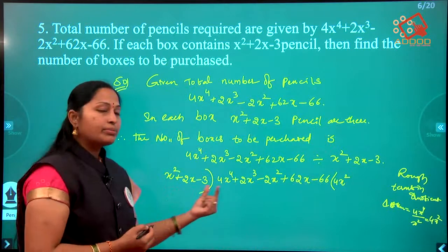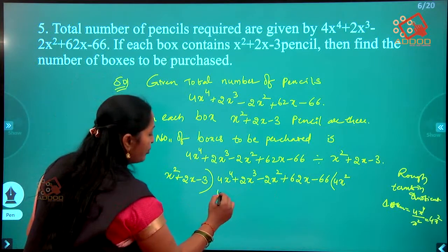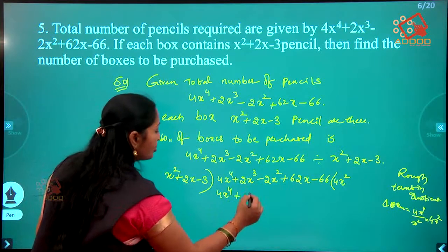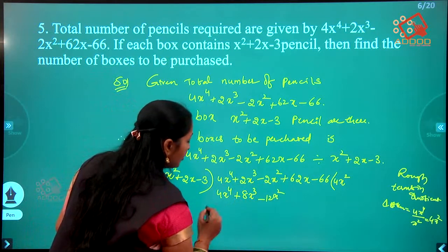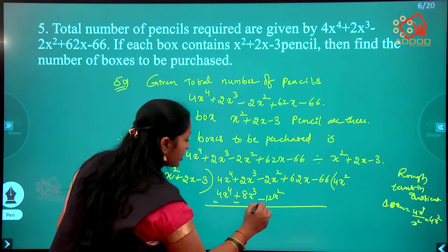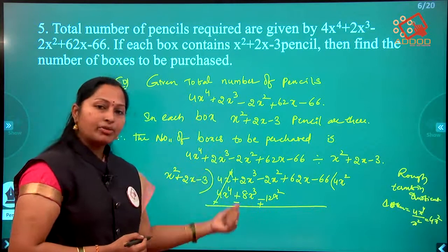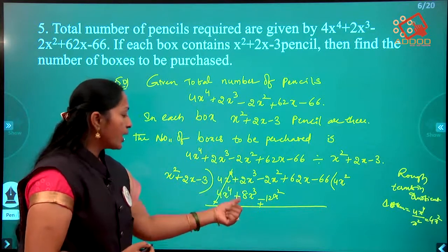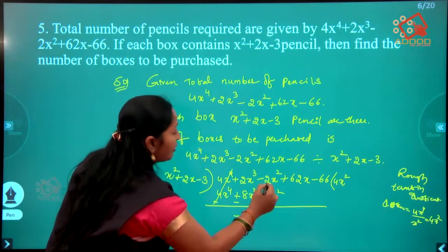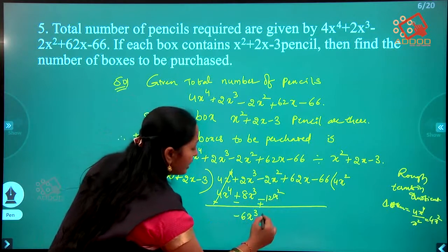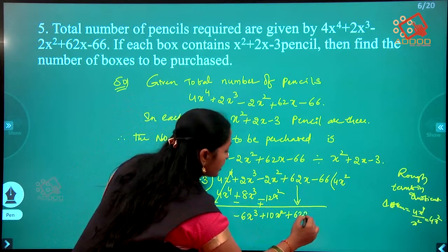Now the full divisor multiplied with 4x square, write here. So x square into 4x square becomes 4x power 4 plus 4 twos are 8x cube minus 12x square. When we subtract, signs will be interchanged, so 4x power 4 and minus 4x power 4 will be cancelled. Now 2x cube minus 8x cube becomes minus 6x cube, and minus 2x square plus 12x square becomes plus 10x square, and take down one term, it is 62x.